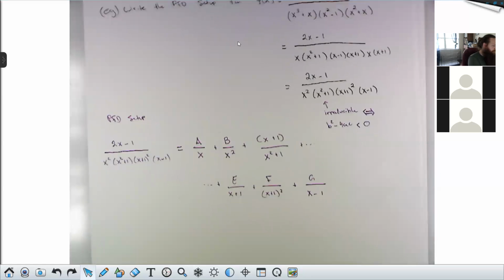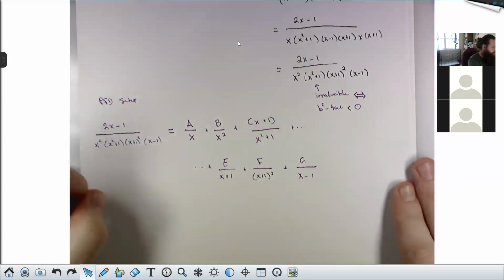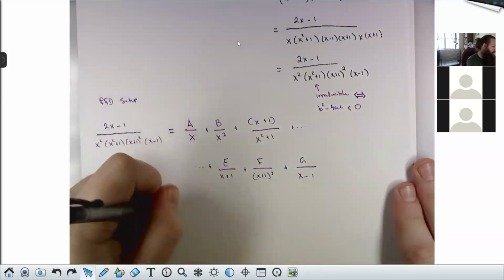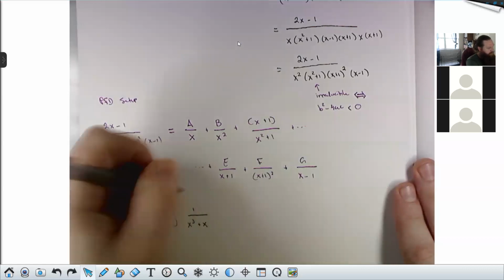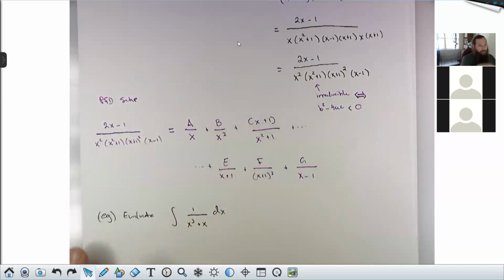Let me show you an actual problem where we're going to employ some of this stuff. All right, so for our next example, let's evaluate the indefinite integral of 1 over x cubed plus x. I'll just take that one term from the last guy.